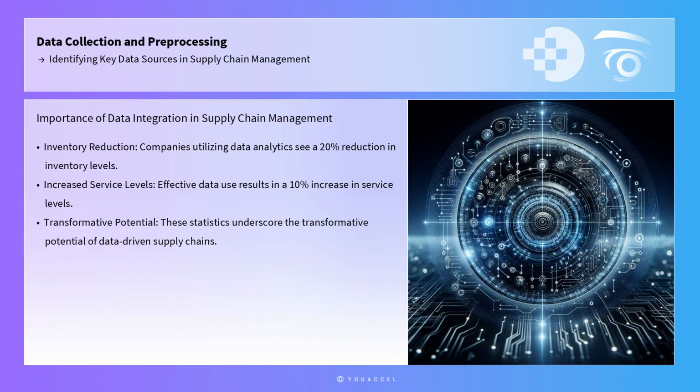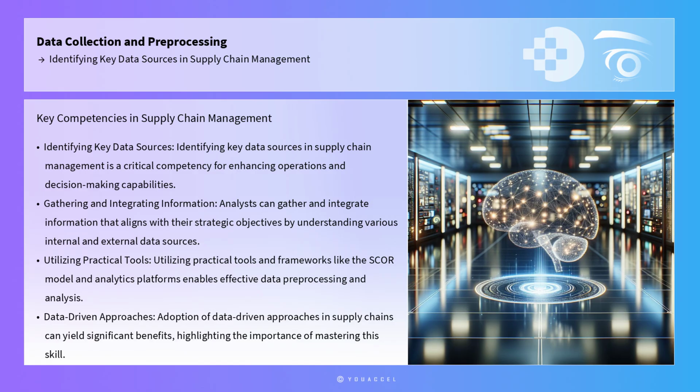In conclusion, identifying key data sources in supply chain management is a critical competency for professionals seeking to enhance their operations and decision-making capabilities. By understanding the various internal and external data sources available, supply chain analysts can gather and integrate information that aligns with their strategic objectives. Utilizing practical tools and frameworks, such as the SCOR model and advanced analytics platforms, enables the effective preprocessing and analysis of this data, leading to actionable insights and tangible improvements in supply chain performance.